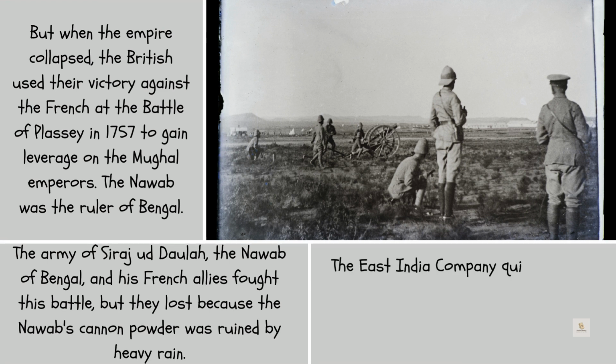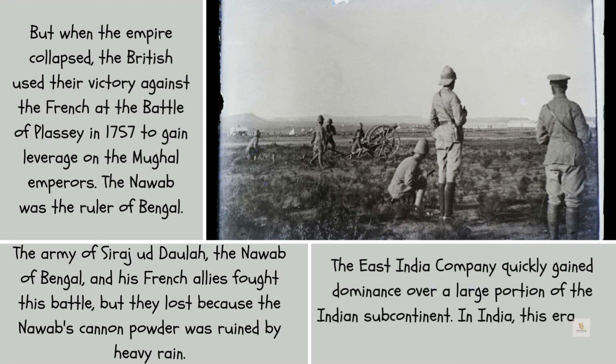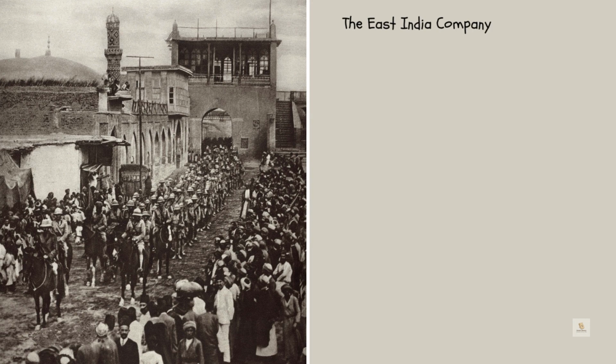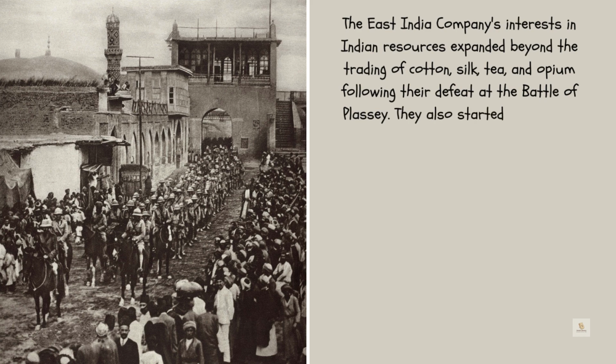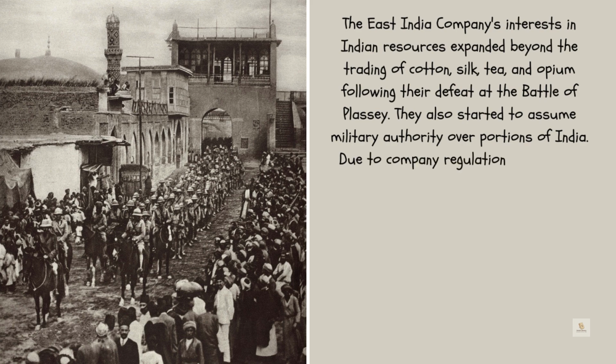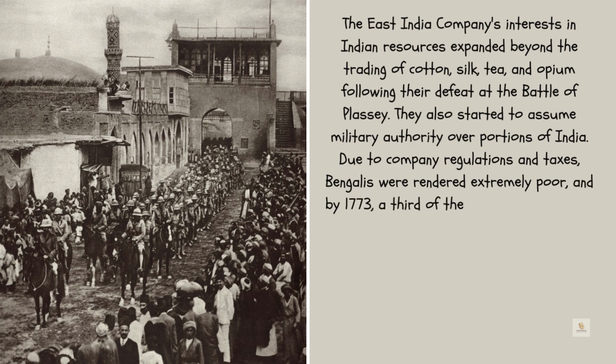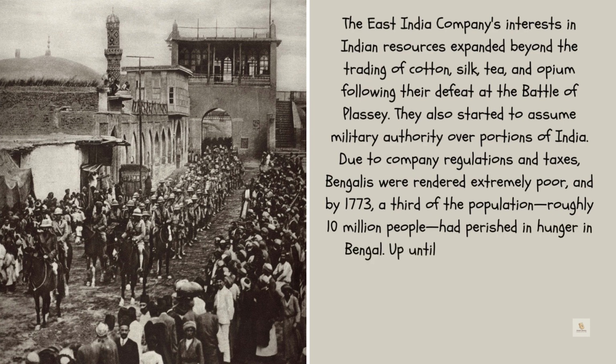The East India Company quickly gained dominance over a large portion of the Indian subcontinent. In India, this era was often referred to as the Company rule. The East India Company's interests in Indian resources expanded beyond the trading of cotton, silk, tea, and opium following their defeat at the Battle of Plassey. They also started to assume military authority over portions of India. Due to company regulations and taxes, Bengalis were rendered extremely poor, and by 1773, a third of the population, roughly 10 million people, had perished in hunger in Bengal.